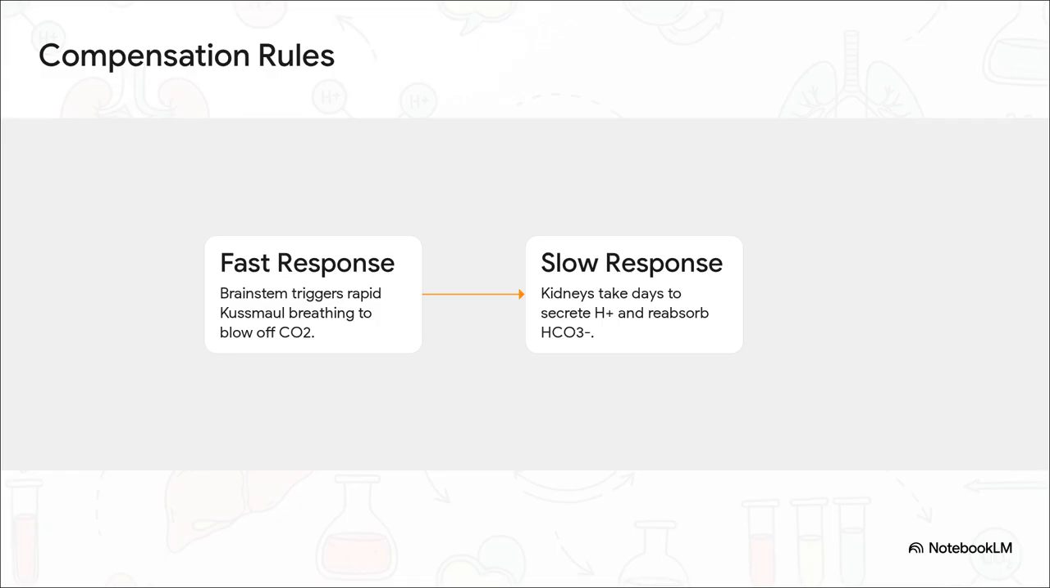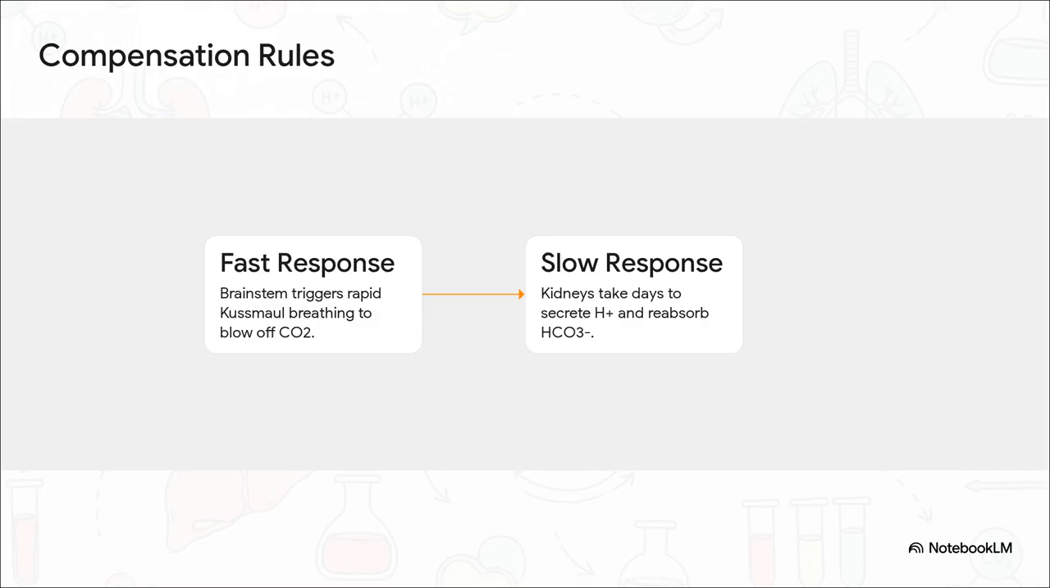Listen, the body never lets a pH imbalance go unanswered. If one system fails, the other attempts to restore that golden 20-to-1 ratio of bicarbonate to carbon dioxide, and it does so using specific biological timelines. Step 1 is incredibly fast. The brainstem senses the acidic pH and instantly triggers deep, rapid Kussmaul breathing. The lungs can physically blow off that acidic CO2 gas in a matter of minutes.